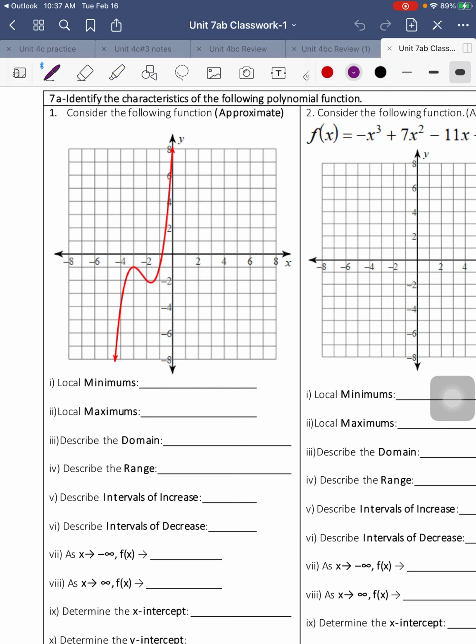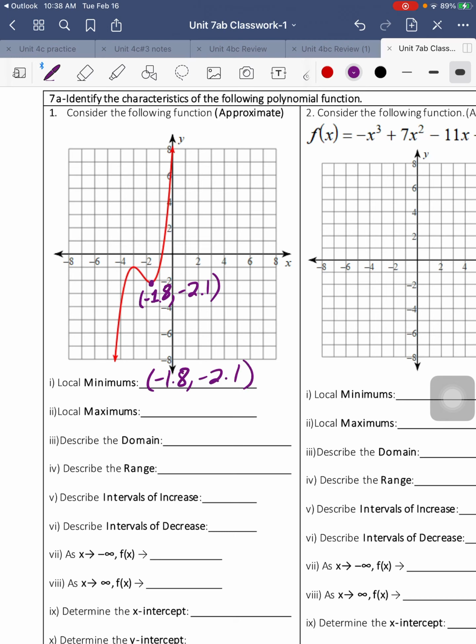Local minimums just mean within the graph there's a low point, kind of like the bottom of a vertex, but a low point, and usually it's just a low point within the graph, not the lowest point of the graph, but the low point within the graph. And we're just going to estimate this. I'll say it's at negative 1.8, and the y value is negative 2.1. So that'd be negative 1.8, negative 2.1.